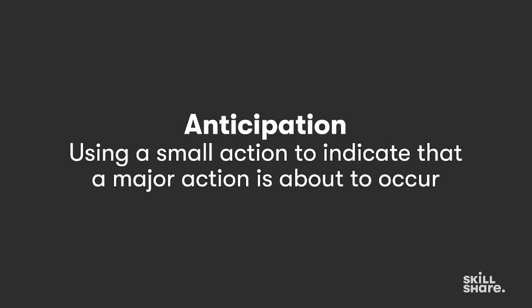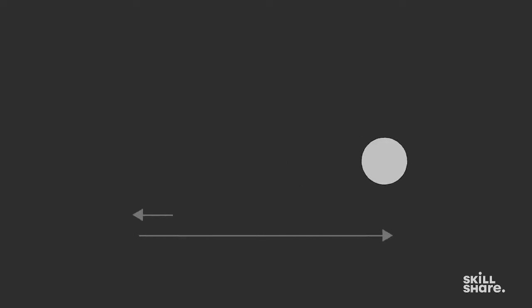The second principle is anticipation. Anticipation is used to let the audience know that a major action is about to take place. To do this, animators will often work in a smaller action or two right before the major action to signal that something is coming and get the audience excited.